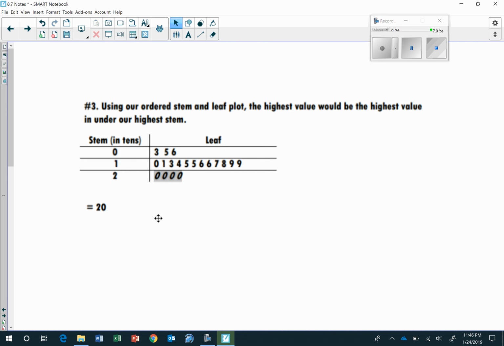All right, that's it for stem and leaf plots. Again, if you need any help with this, just ask your teacher and they can walk you through how to construct those.